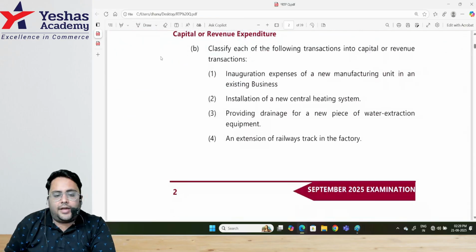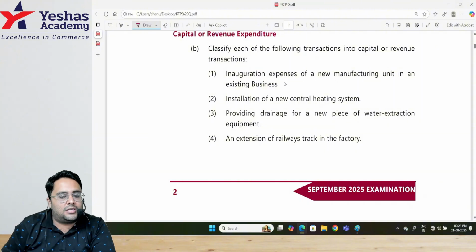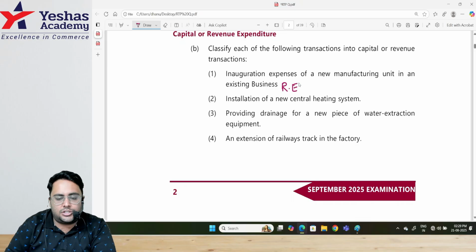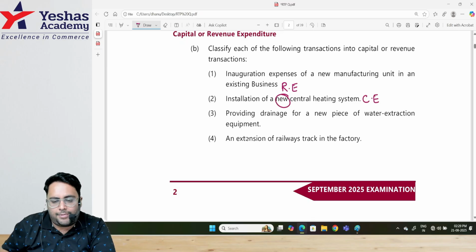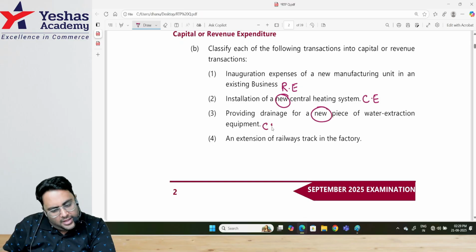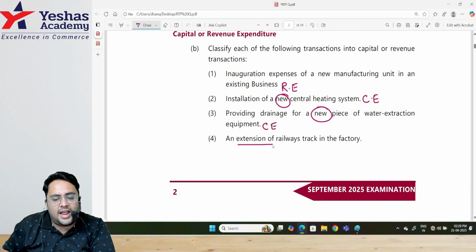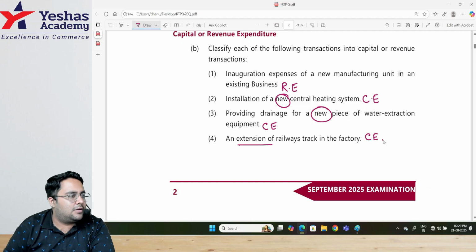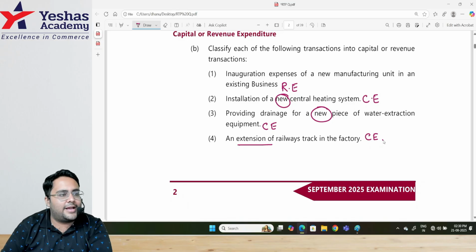Okay. Classify each of the following into capital or revenue. Inauguration expenses of a new manufacturing unit in an existing business. Revenue expense. Inauguration expenses are revenue in nature. Installation of a new central heating system. Capital expense. Providing drainage for a new piece of water extraction equipment. Capital expense. Extension of railway track in a factory. Capital expense. All these are giving benefit for more than 1 year, so they become capital expense.